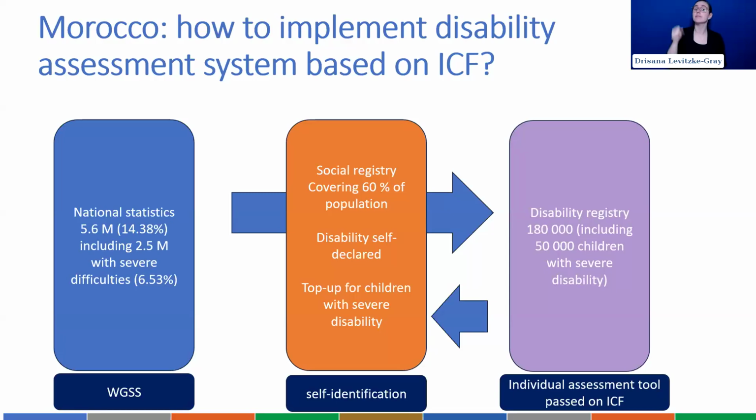So they would like to somehow improve, through individual assessment tools, the individual disability registry, and afterwards they would like to organize the interoperability with the social registry, because the social registry is covering 60% of the population, but they are using a self-identification question for the person with disability. So our suggestion is as well to use the Washington Group set of questions in the social registry, because it will help better compare the data inside of the social registry with the national statistics.